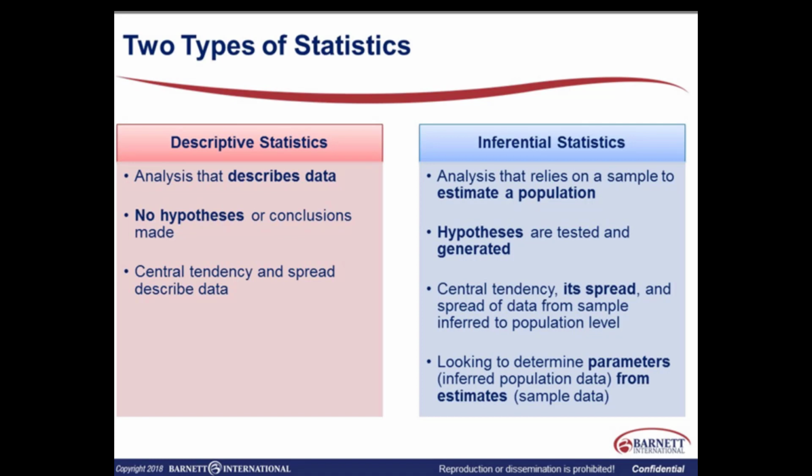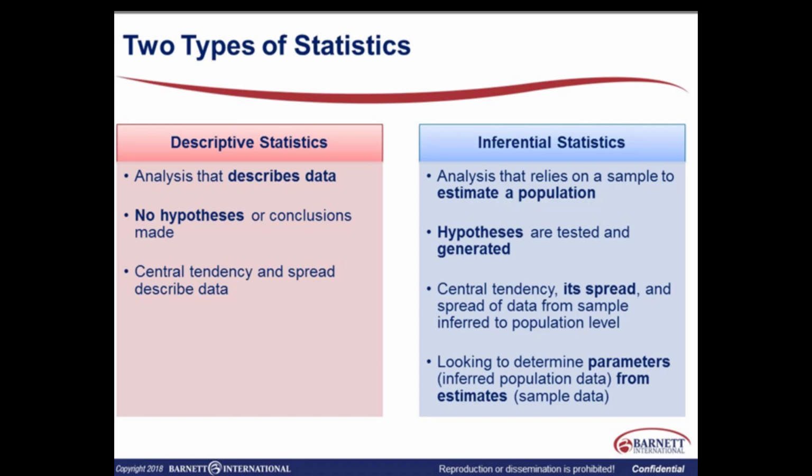And then we have a different set of statistics that are referred to as inferential statistics, and that's an analysis that relies on a sample to estimate a population. And so that's, for example, a clinical trial. With a clinical trial or with any type of analyses that are inferential in nature, a hypothesis is generated and then it's tested through a clinical trial, for example. And so then from there, the types of data that we're interested in analyzing include what is the central tendency, what is the spread of the central tendency, and then what's the spread of the actual data set.